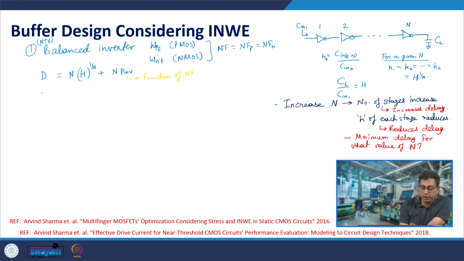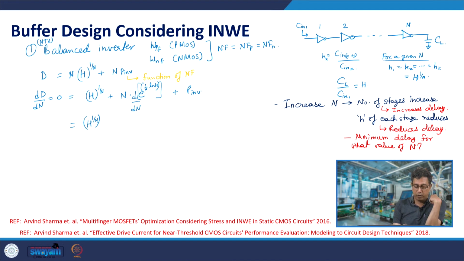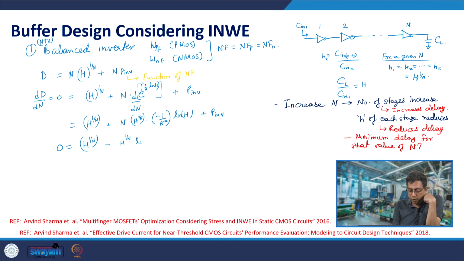So, here you would say that you want to minimize delay. So, you want to minimize this. So, that would be plus n into, we could have written it this way. Now, this is h to the power 1 by n plus n into h to the power 1 by n into minus 1 by n square natural logarithm of h plus p inverter. So, this becomes 1 by n minus h to the power 1 by n into natural logarithm of h to the power 1 by n. Okay. So, you could have written this as h to the power 1 by n into 1 minus.